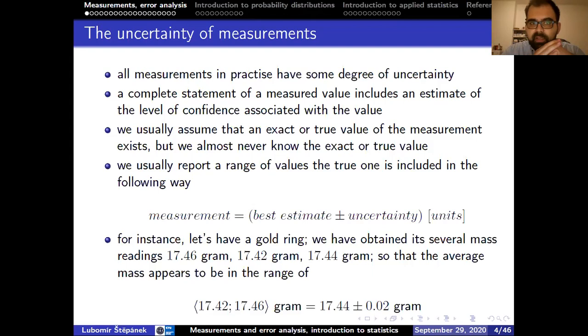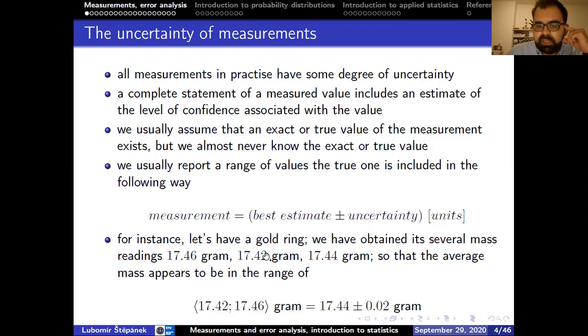this is far more about uncertainty, because if we are trying to measure something, we have to take into account the fact that all our measurements, all our readings, include some degree of uncertainty, definitely, in each case. Try to realize a situation, for example, there is a modeling example of a gold ring, and you want to know its mass. To do that, we did three measurements, three readings, and we realized that its mass could be 17.46 grams, or 17.42 grams, or 17.44 grams.